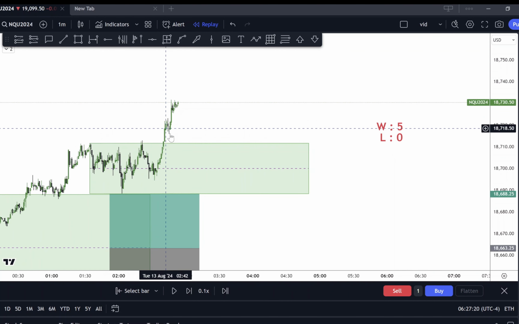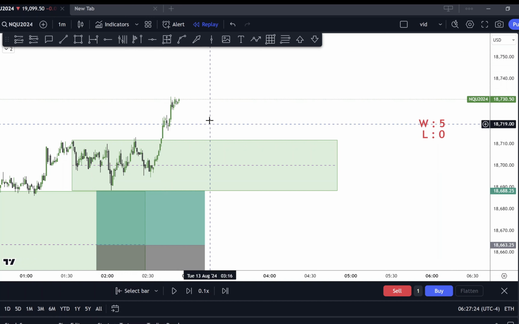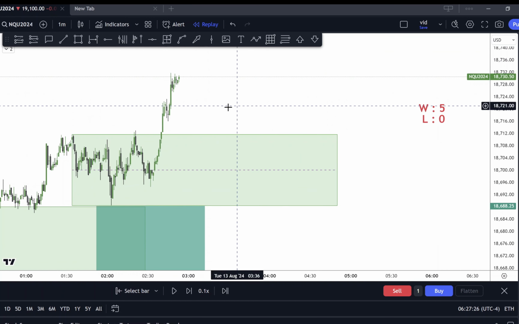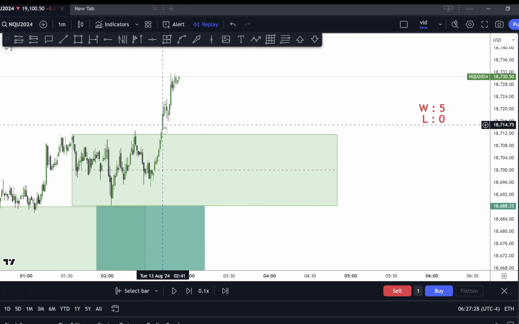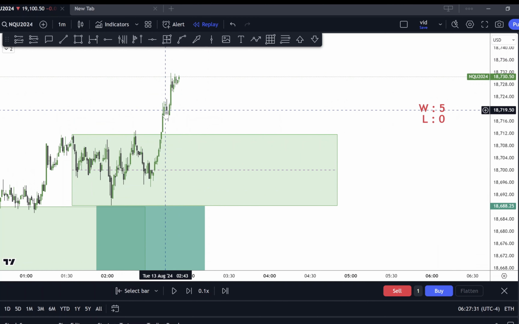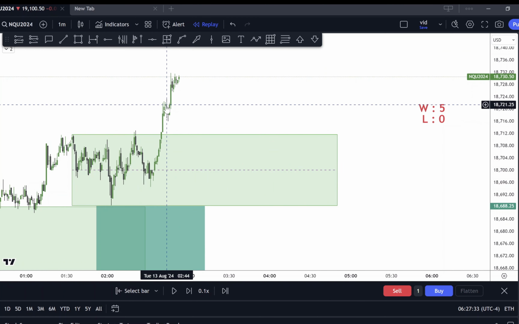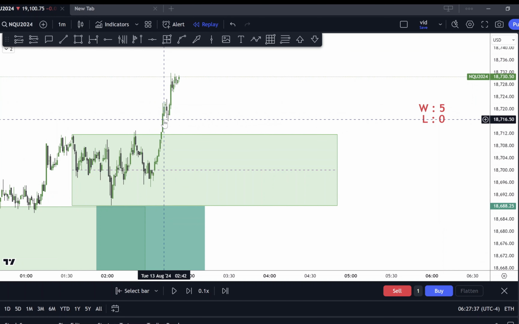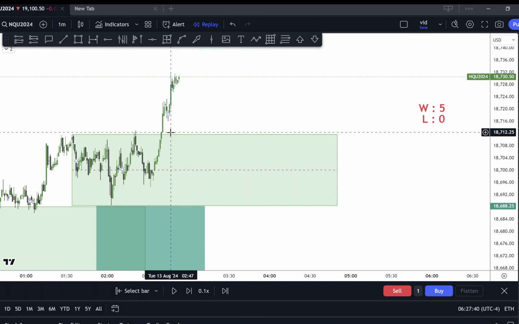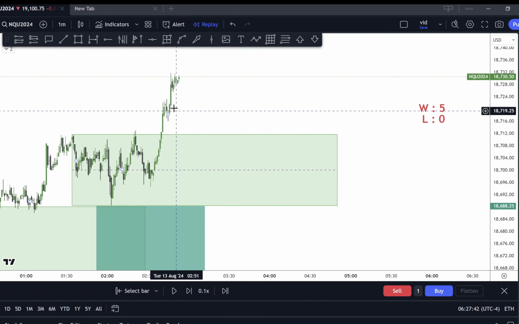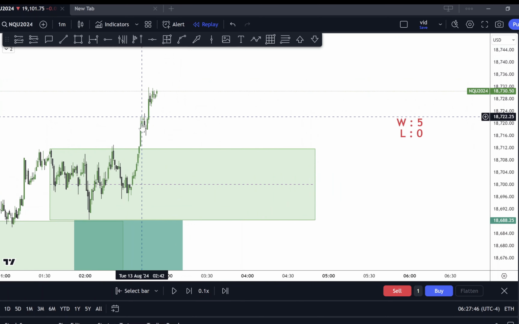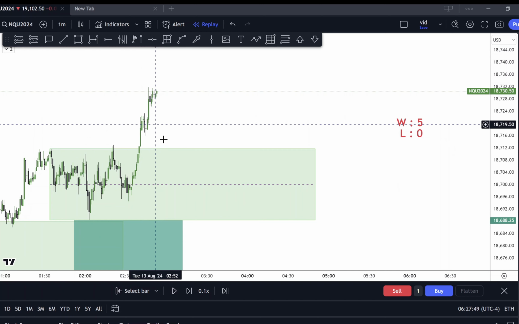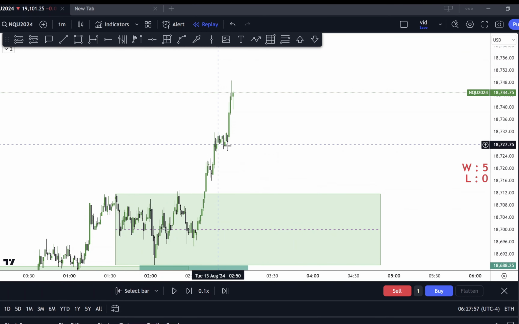So this is not a valid pullback. Those are the invalid zones. So this was the last up closing candle. This didn't close above this wick, and this didn't close above this wick. So this is still our last bullish candle that we needed to close under for a valid pullback. So this is not a valid pullback. Maybe a valid pullback in a lower time frame, but not in this time frame.